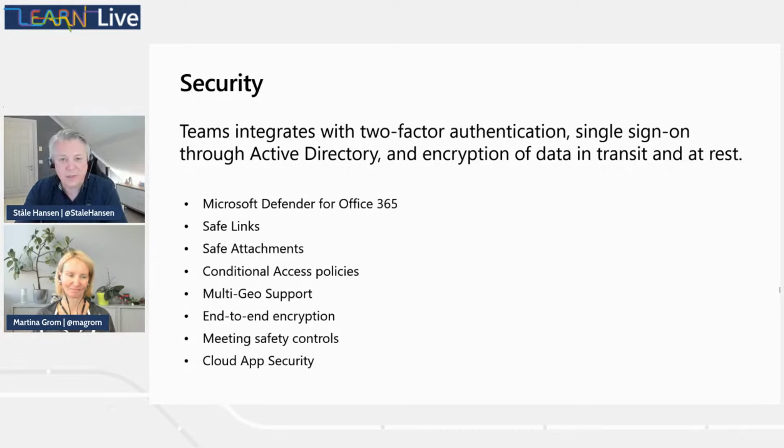Other security mechanisms you have within Teams are safe links and safe attachments, which means that documents and links are scanned before you open them, when you save them, and when you share them. So that if a link is malicious, or it wasn't malicious but is now, that will be captured by safe links and safe attachments, the same type of technology you have in email as well.